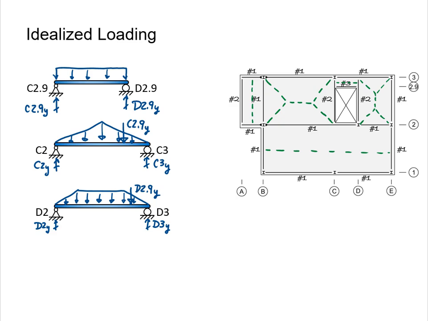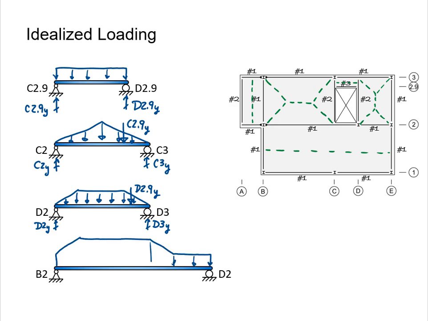Once we have all the reactions for the members labeled number 2, we can draw the idealized loading on the members labeled number 1. Let's pick member B2, D2 to illustrate. This member supports a rectangular region from the column line 1 side and a trapezoidal region from the column line 3 side. Then we add in the point load from the C2 end of member C2, C3. The reactions we calculate for this member are point forces added to the supporting columns. We would continue this process for all of the members labeled number 1.